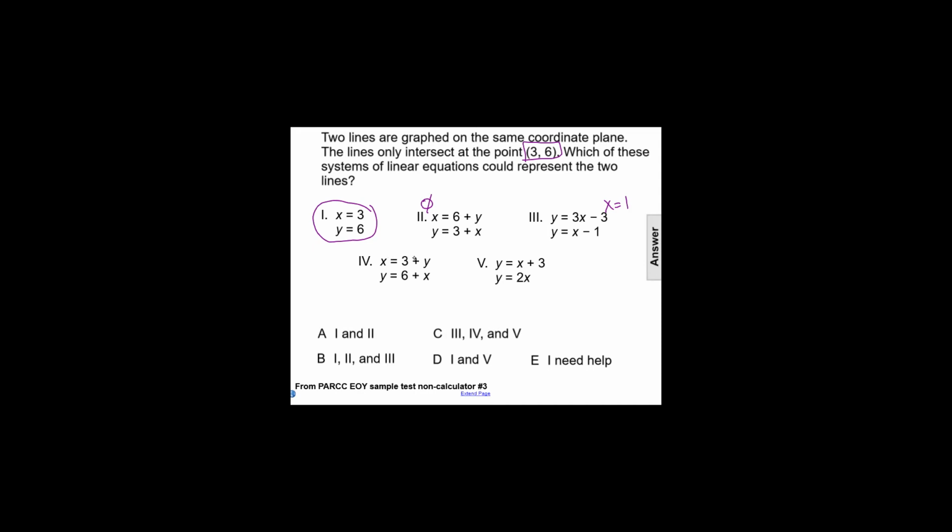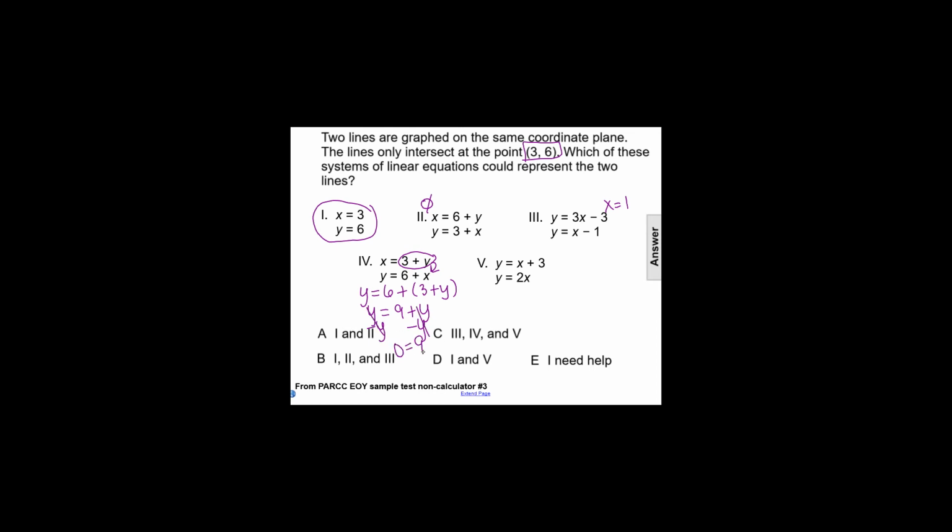We have x equals 3 plus y and y equals 6 plus x. So again, let's use substitution to solve this system and see if we get the ordered pair of (3, 6). So we'll substitute in the expression of 3 plus y for x in the second equation. So that will give us y equals 6 plus, not x, but 3 plus y, which is y equals 9 plus y. And if we subtract y from both sides, we end up with 0 equals 9.